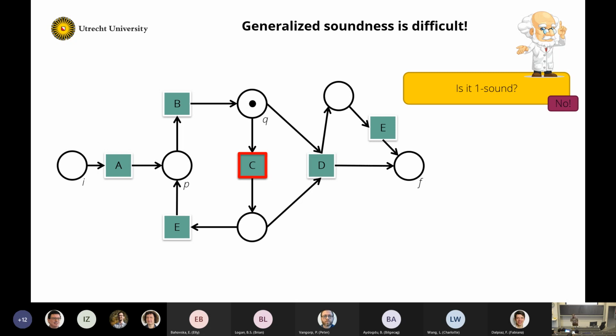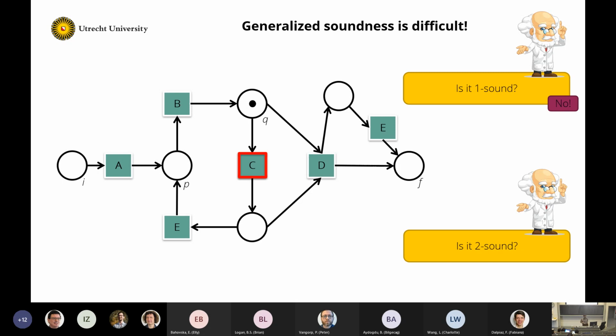Now, next question then, is it two sound? And so we start with two tokens. Decision A can fire, gives me a token in place P. Decision B can fire, C can fire. And so there's the token, E can fire now.